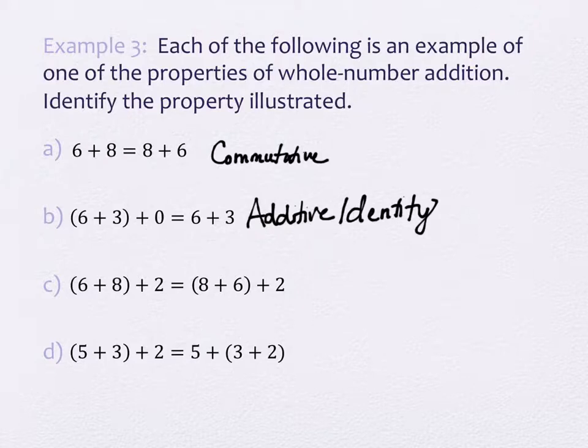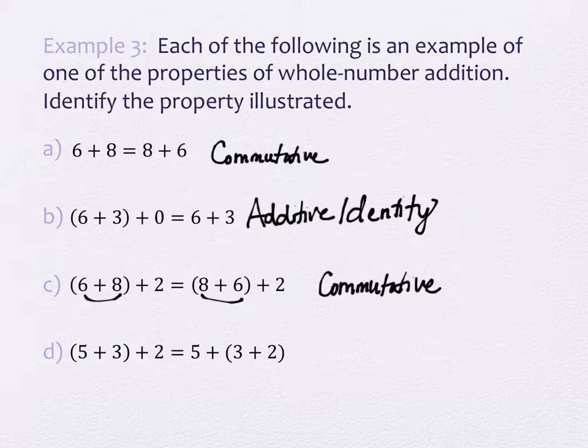How about C? Okay, so commutative for sure. So what changed for commutative to be present? What did you notice? All right, the order of the 8 and the 6 flipped, okay? But it is not associative. Associative would mean that the parentheses themselves are around different numbers than they were originally around, and this one isn't. So remember, just because there's parentheses present doesn't necessarily mean there's associative.